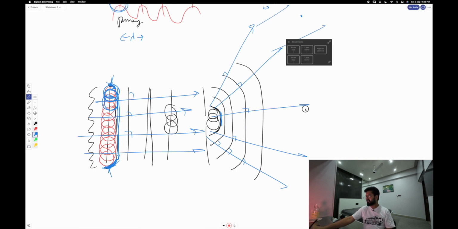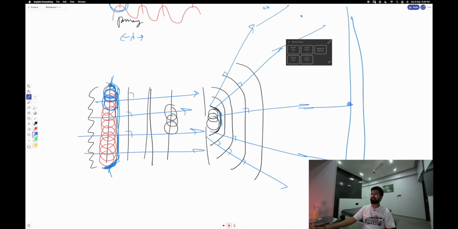If I have a screen here, the ray is reaching this point, the ray is reaching this point, the ray is reaching that point, the rays are reaching this point. So this is why a ray, when it passes through a small slit or small narrow gap, is able to spread out and reach every part of the wall. And this phenomenon is what we call diffraction.